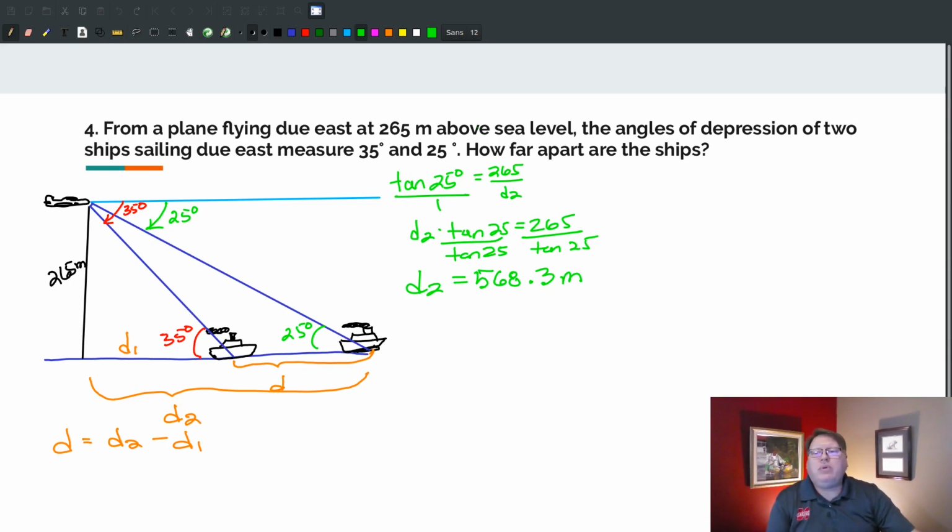So now we want to set up the other ship. It's going to be set up similar, but this one we're going to have tangent of 35 degrees is equal to 265.